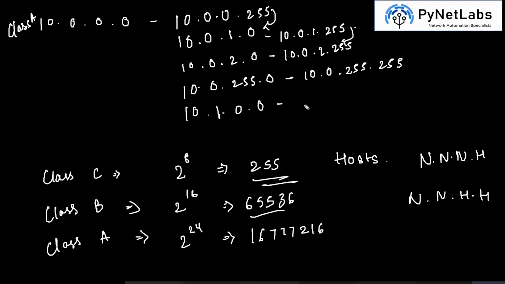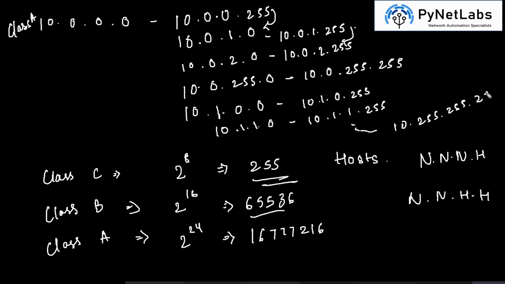This will go 10.1.0.0 till 10.1.0.255. Then after this IP address we will have 10.1.1.0, and so on. This will go until 10.255.255.255 is achieved. So if you try to calculate from this IP address to this, you will get this value. So this is how the IP range works.